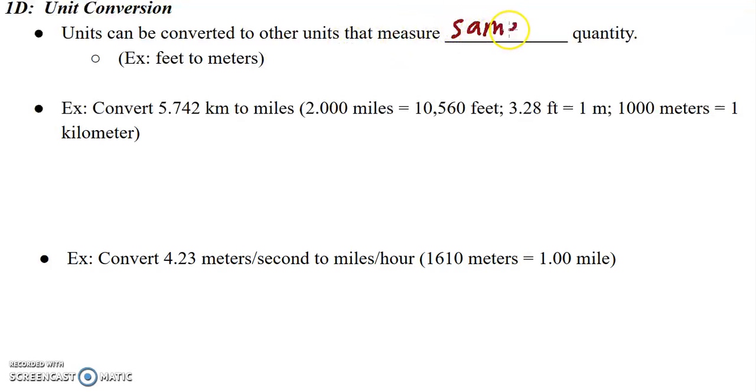Same quantity. So that basically says if you have the quantity length that you're looking at, you could represent that a bunch of different ways. You can represent it with feet, meters. You could represent it with furlongs. You could represent it in centimeters. Many different units. So again, as long as it's representing the same quantity, you can convert units between each other.